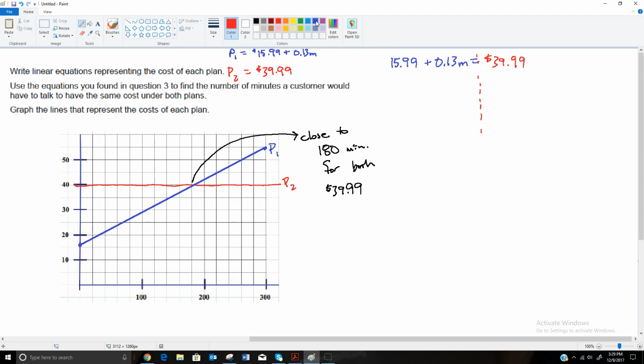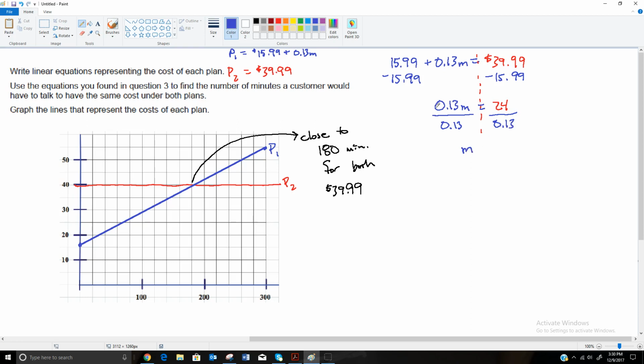If I subtract $15.99 from both sides, then I get 0.13m here. And then over here I get 24. And what this represents is there's a $24 difference between the two plans to start with. That's what that 24 represents. So now, if I want to get to the minutes, I'm going to have to divide by 0.13.